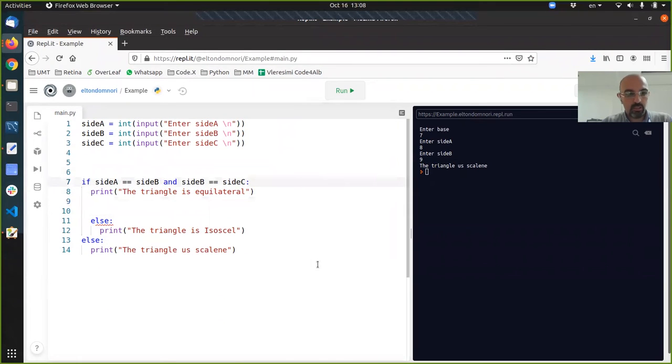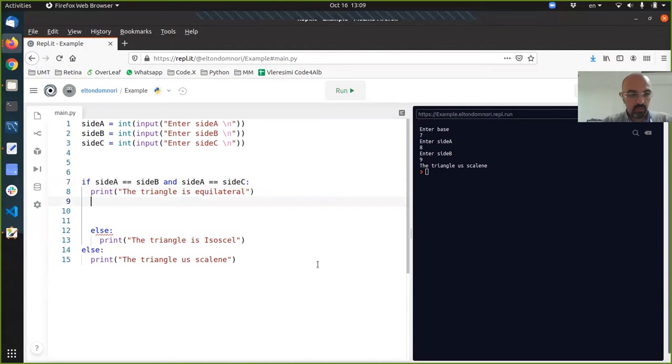Though we have to check all possible conditions and situations. So in order to evaluate whether all 3 sides are equal to one another, we can write side A equals side B and B equals C. Or A equals C is exactly the same, because if A is equal to B and A is equal to C, obviously B is equal to C as well. Okay.